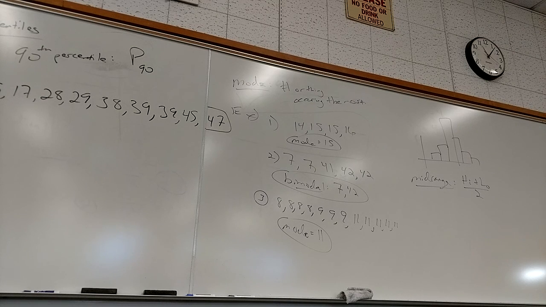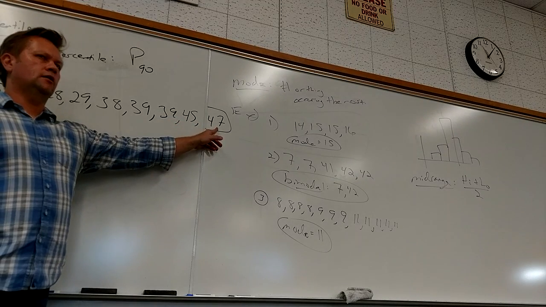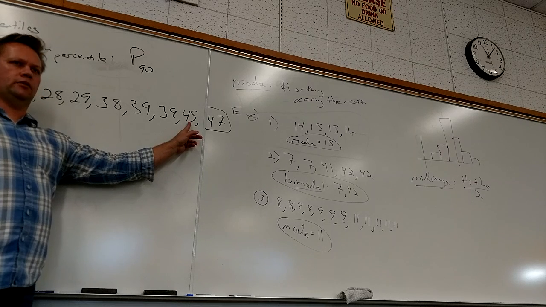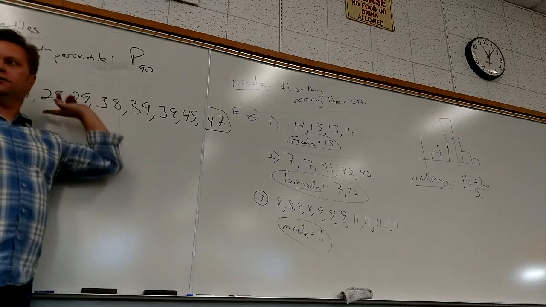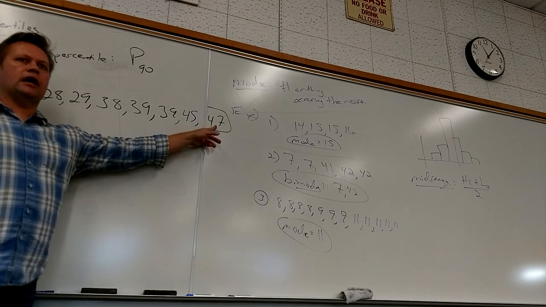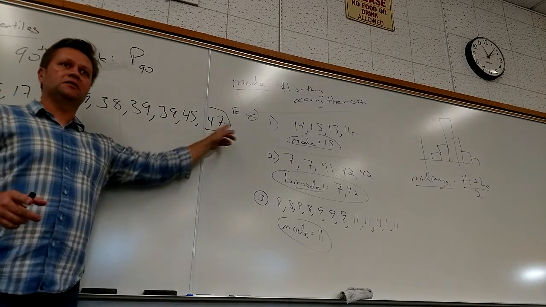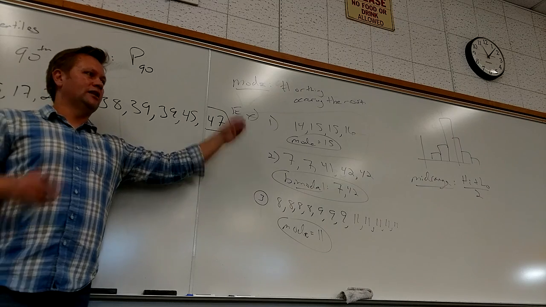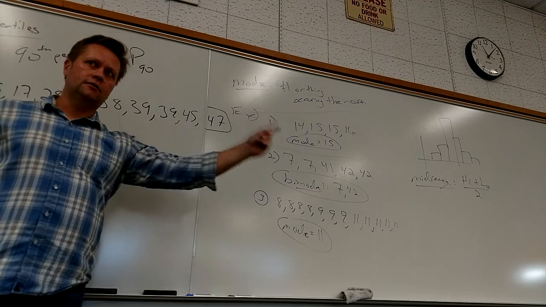All right, I get some people saying 45, I get some people saying 47. Now remember, people saying 45, you're saying that because it's the ninth number. But why is it not 45? Because how much is below it? 80%. So 47 then, how much do you have below it? 90%, but how much is above it? Zero. And the 90th percentile should have 90% below it, so therefore it should have 10% above it.